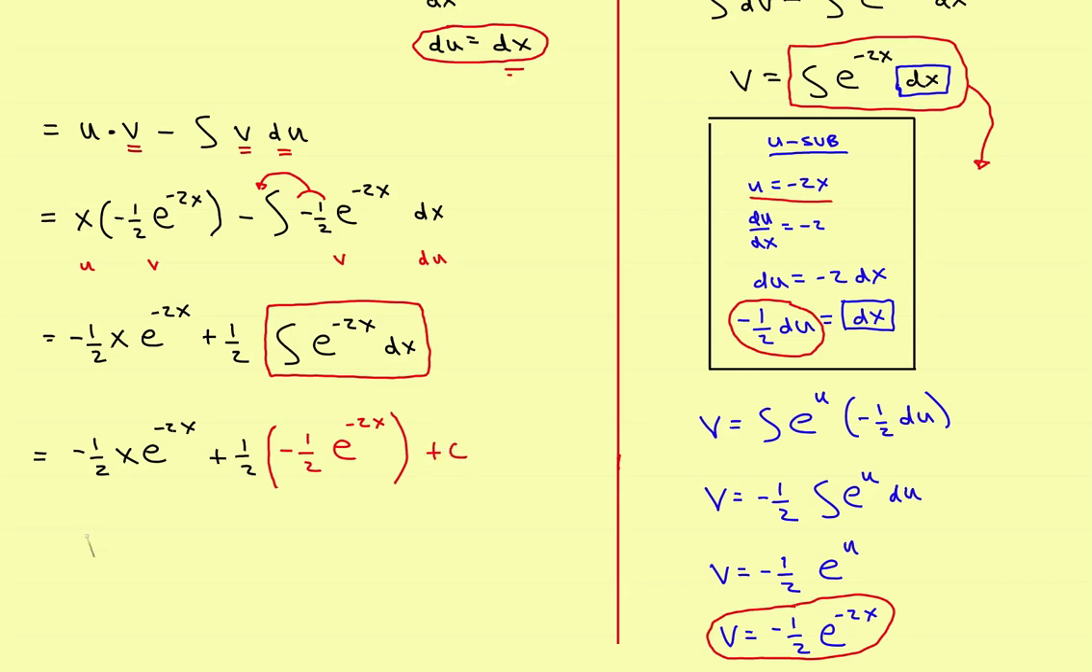So now just simplify the final answer. The final answer to the problem would be minus 1/2 x e to the negative 2x. Multiply those two together and you get minus 1/4 e to the minus 2x plus c. And finally you are done. So that one took a while. So the answer is going to look like this.